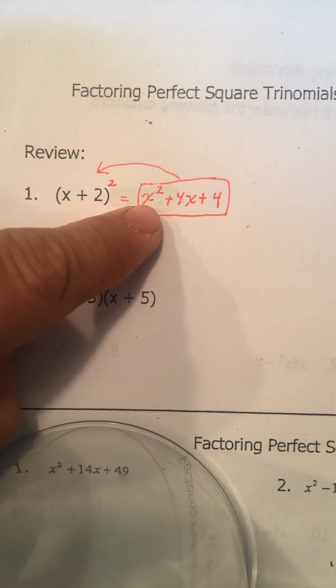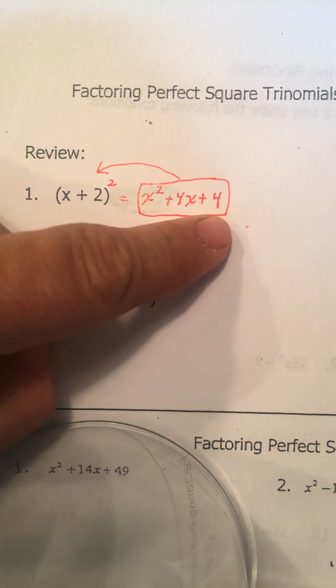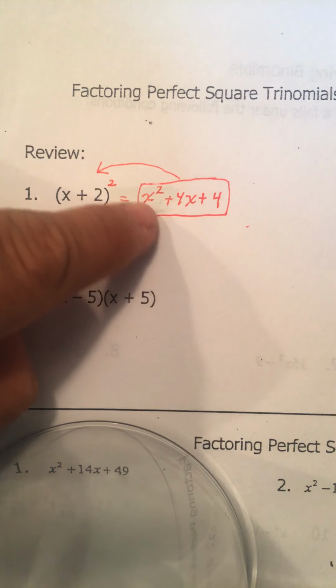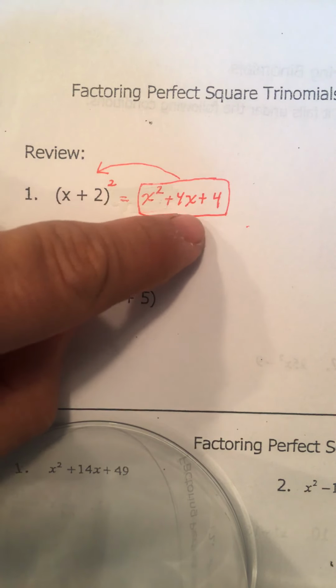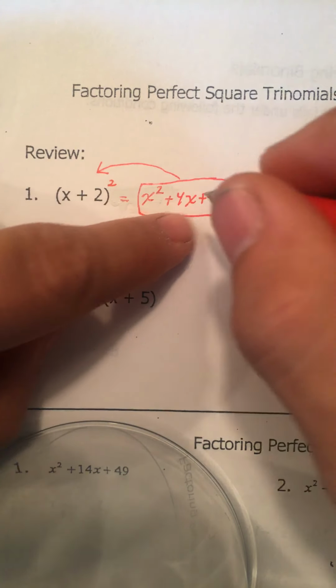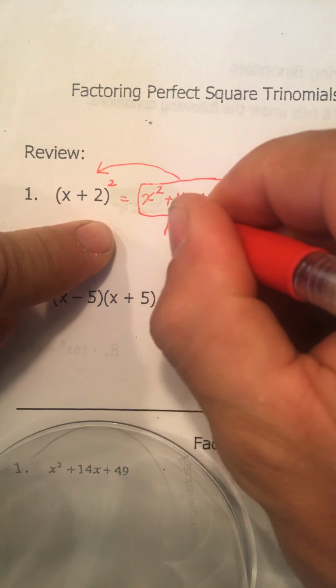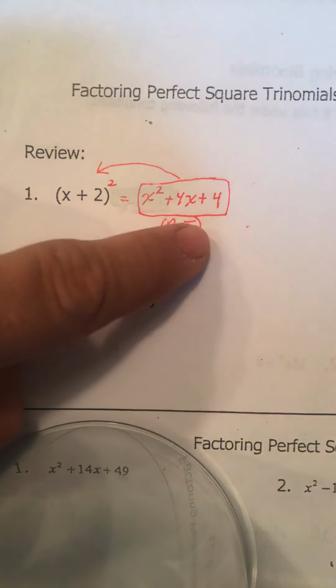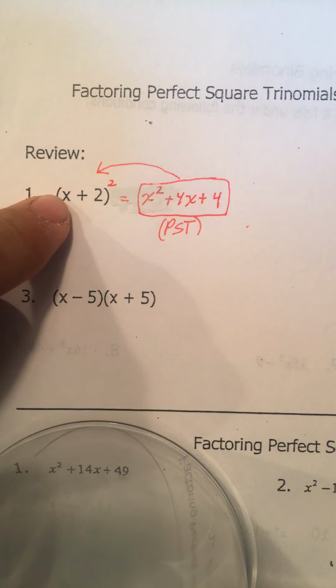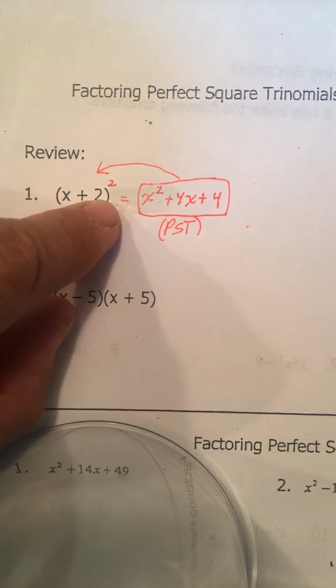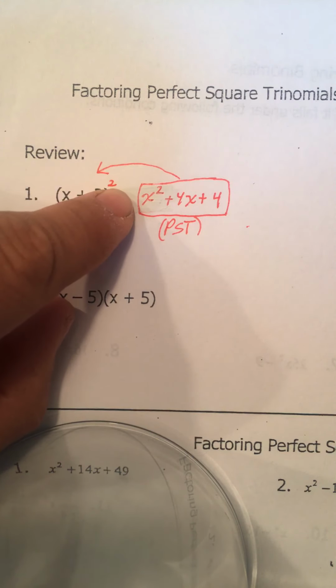Well, the first must be a perfect square. The last must be a perfect square, which it is, of 2. The first is a perfect square of x. X times x is x squared. 2 times 2 is 4. And then 2 times x doubled has to be the middle term. And if all those check out, this would be a PST. And if this is a PST, then we can factor it as a binomial squared. It would be the square root of the first, x, the square root of x squared is x, the square root of the last, and then it would be that binomial squared.